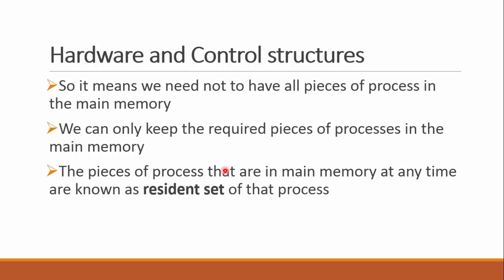We have seen that we don't need all pieces of a process to be in the main memory at a time. Only some part of the process is working at a time, so only a few pieces of that process are needed in the main memory at one instance. The pieces of the process that are in main memory at a time are known as the resident set of that process.